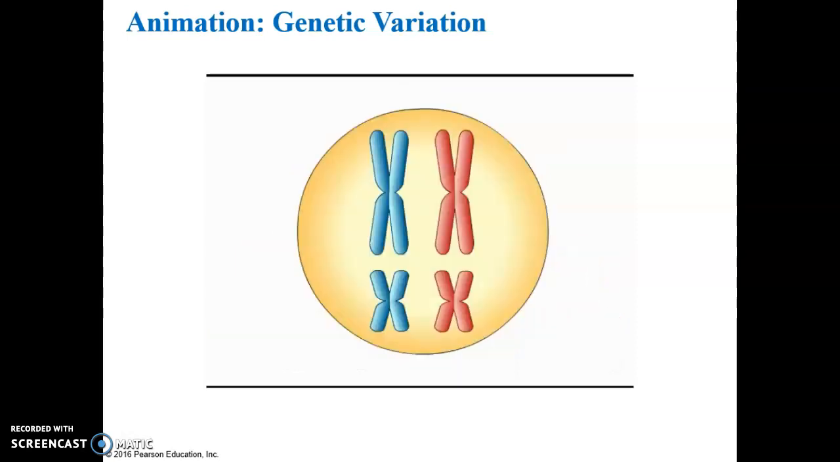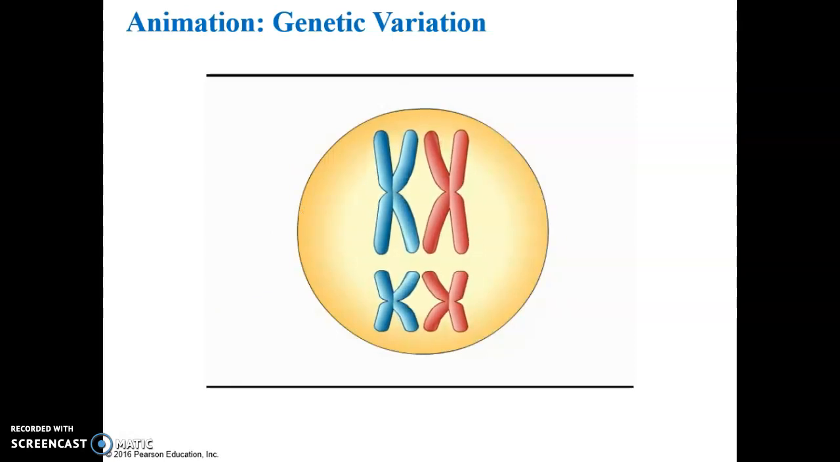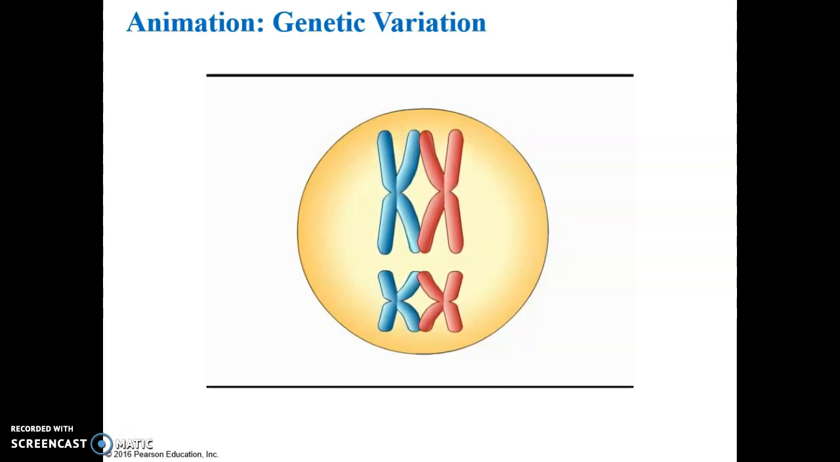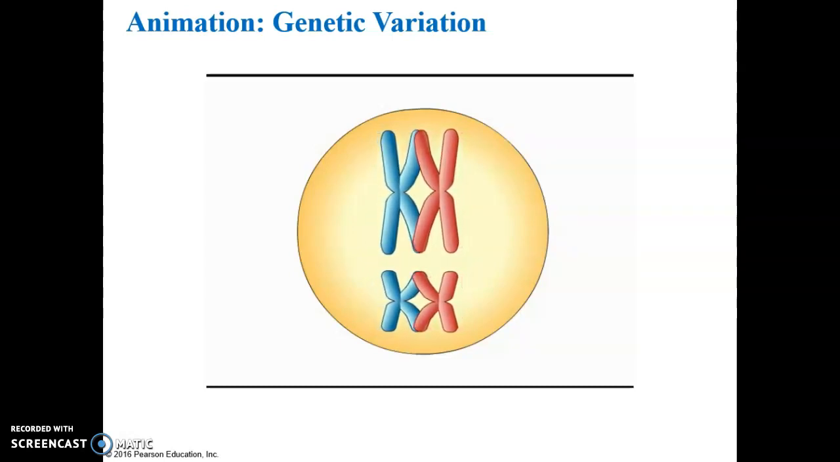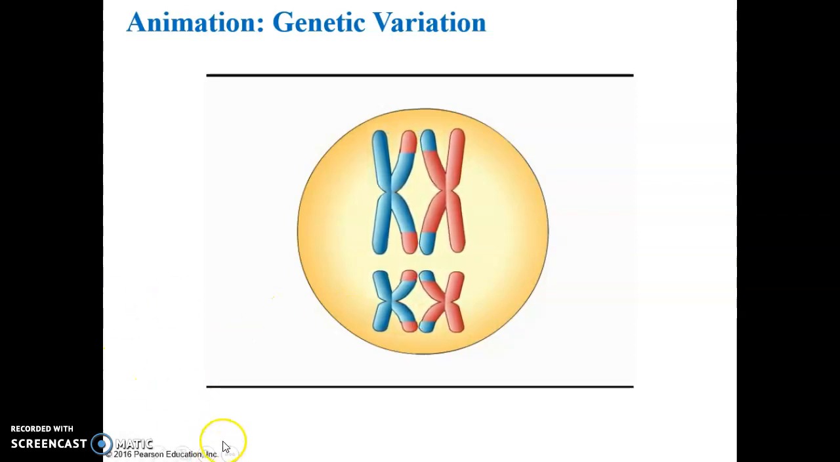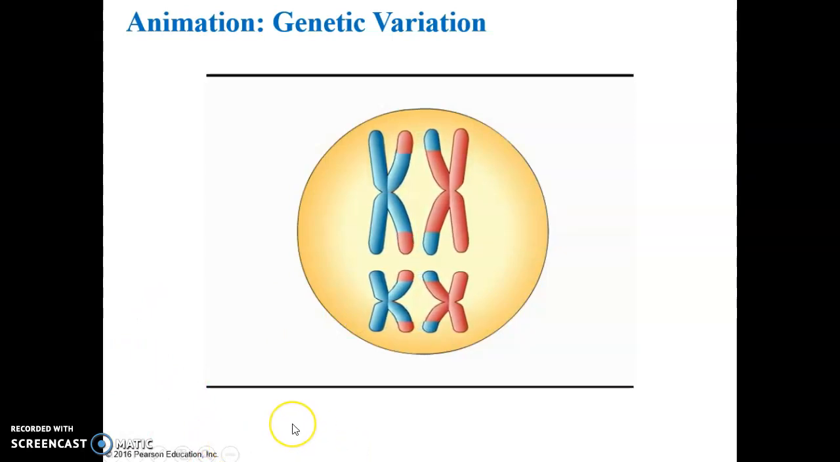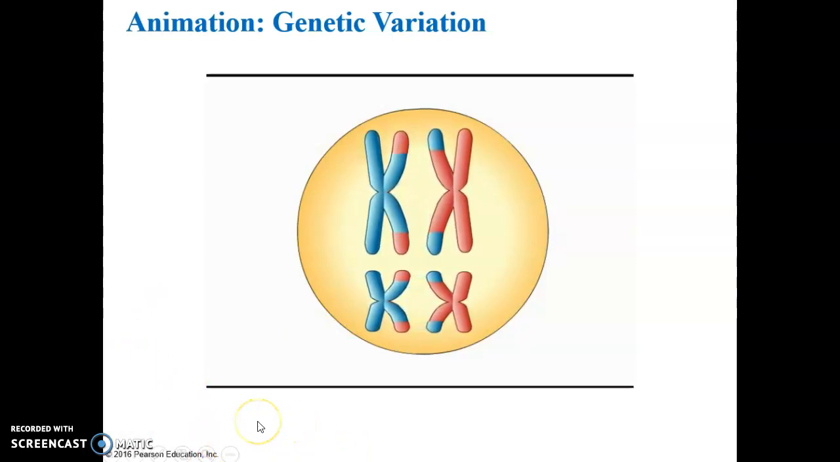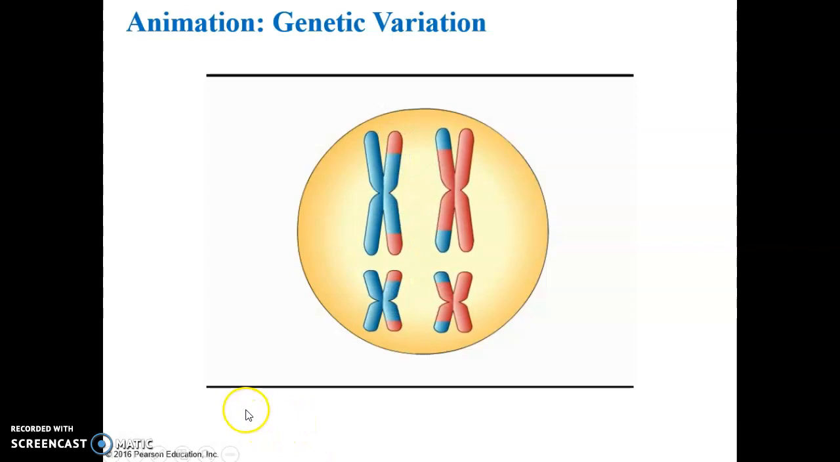Now let's look at how crossing over creates even more genetic variability. During prophase 1 of meiosis, homologous chromosomes pair up very closely, and corresponding parts of 2 non-sister chromatids may trade places. This process of crossing over creates variation by producing chromosomes that combine the genes inherited from 2 parents.